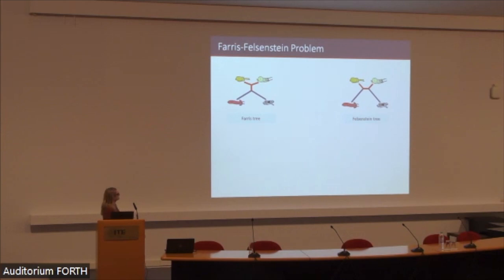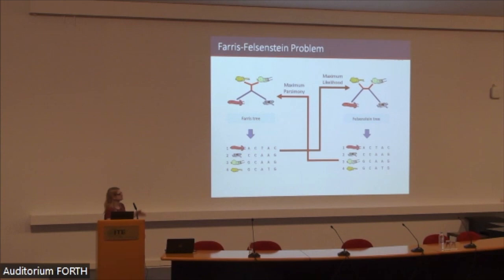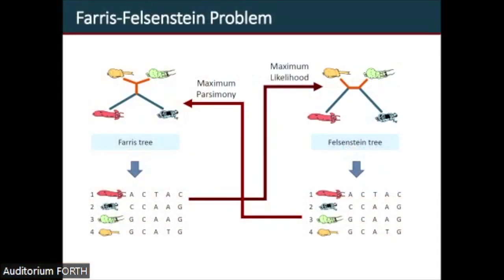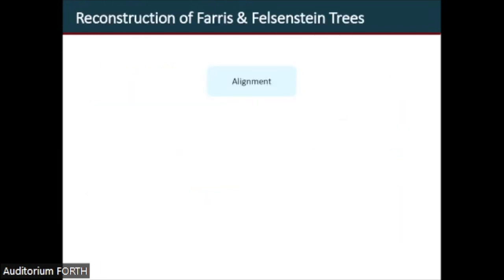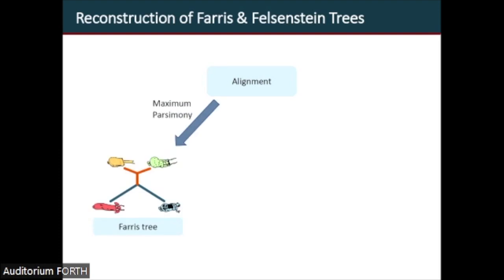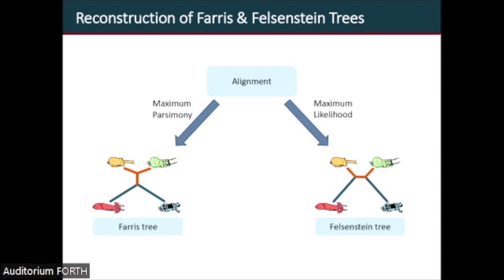This is the reason why for an alignment evolved under a Felsenstein tree, maximum parsimony infers a Ferris tree. On the other hand, maximum likelihood sometimes tends to infer a Felsenstein tree for alignments evolved under Ferris trees. In the worst case, we have one alignment where maximum parsimony infers a Ferris tree and maximum likelihood infers a Felsenstein tree.